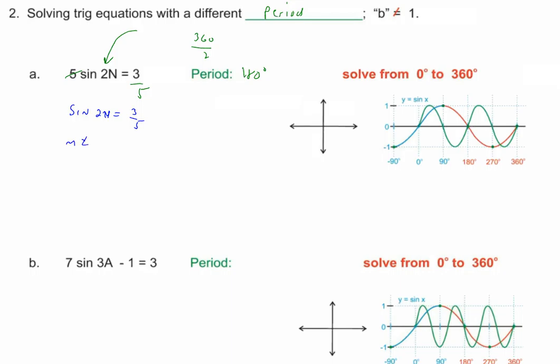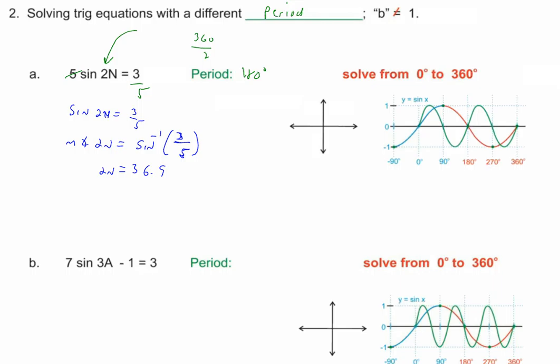So the measure of angle 2n is sine to the -1 of 3/5. And you're punching that into your calculator. You're doing sine to the -1 of 3/5 right now. Okay, I'm going to get rid of the measure of angle just for your sake. So we have 2n equals, and did you get 36.9 degrees? Okay, so 2n equals 36.9.